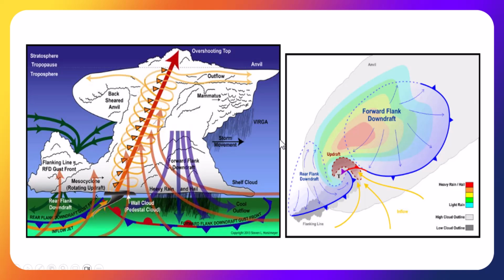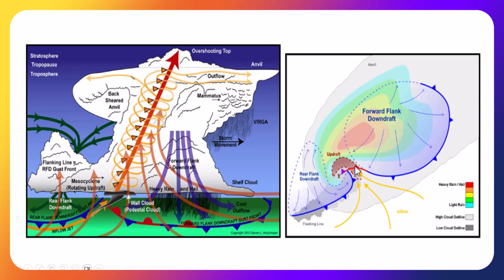And here are just some pictures, just to see what a supercell looks like. A supercell is essentially like a miniature cold-core low pressure system. We have our cold air rushing out from the top here, and then you have it rushing out from behind. In a supercell, though, you have inflow.